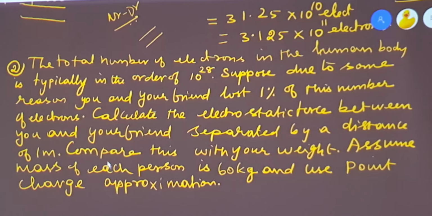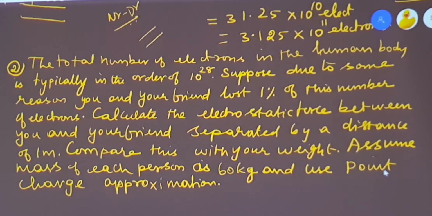Suppose due to some reason, you and your friend lost 1% of these electrons. In this total number, if 1% is lost, the remaining will be the charge. So 1% of these electrons is lost. You are asked to calculate the electrostatic force between you and your friend, if you are separated by a distance of 1 meter, then compare this with your weight. Assume the mass of each person as 60 kg, and you consider them as point charges or point masses.